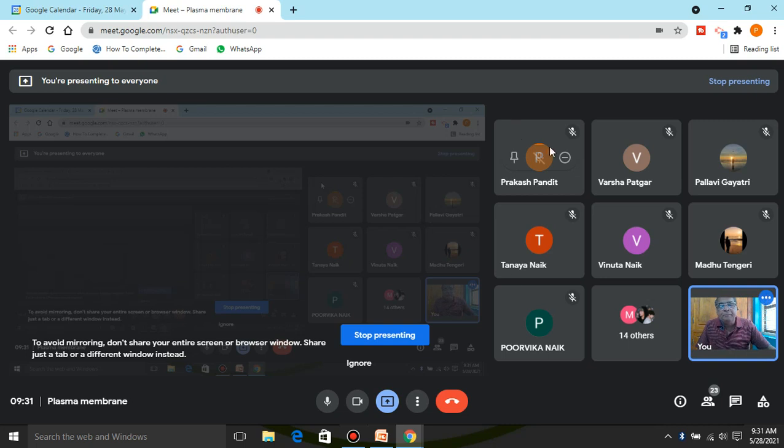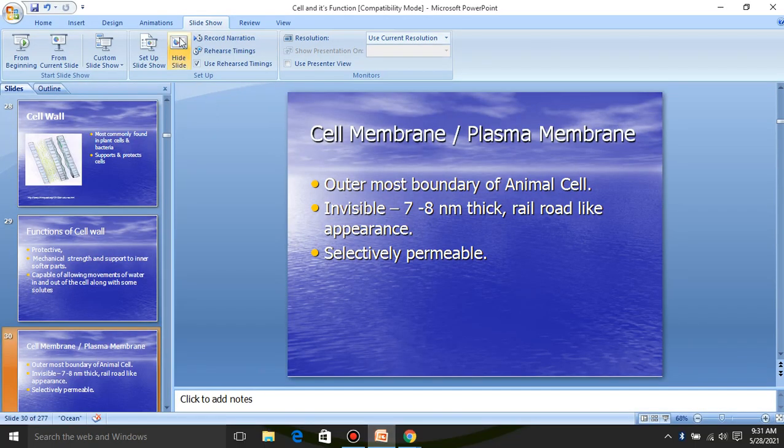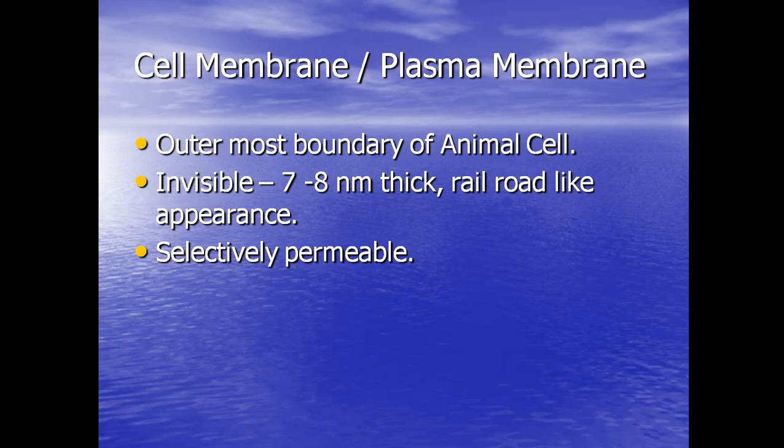So today we will start our discussion with the cell membrane, or what is known as the plasma membrane. Very, very important, even from the examination point of view, especially the structure and function of this plasma membrane is very, very essential.